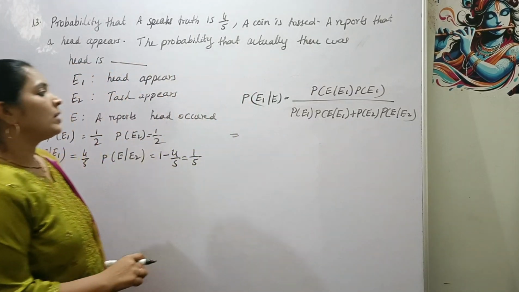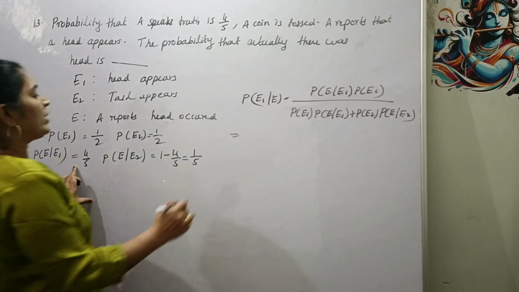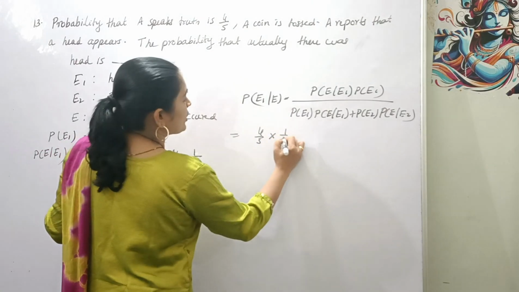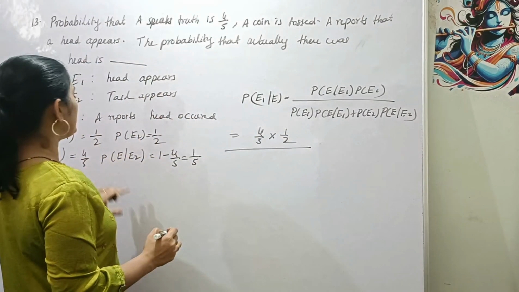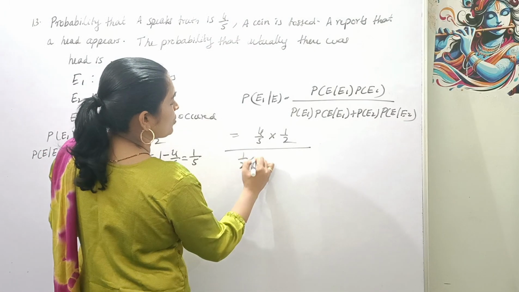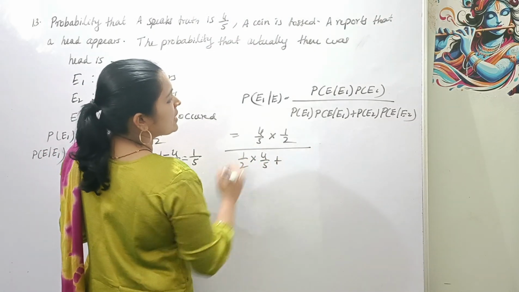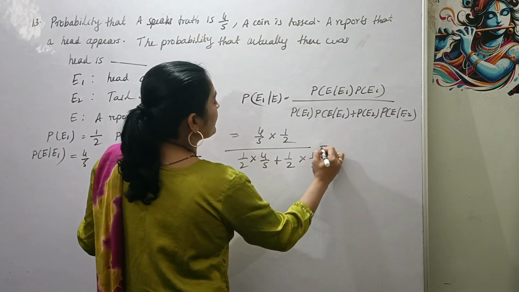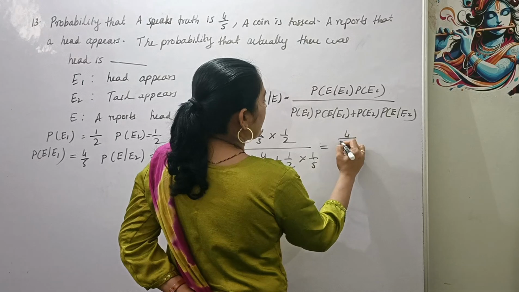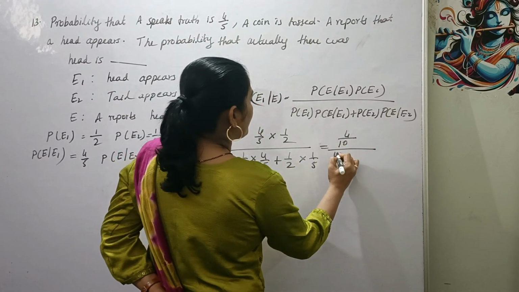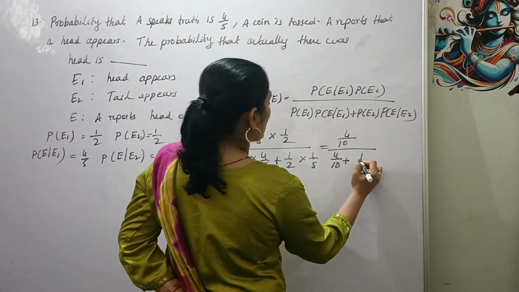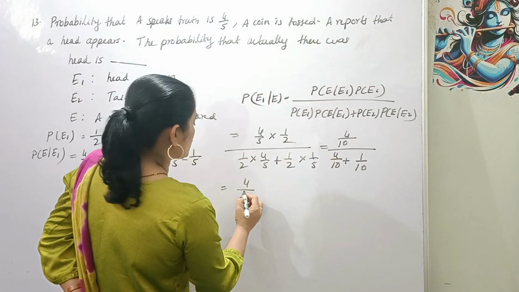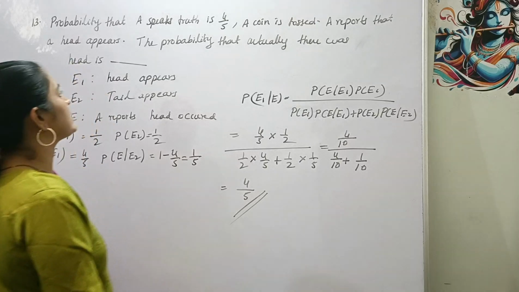That is equal to probability of E given E1, 4 by 5, into probability of E1, 1 by 2, divided by probability of E1, 1 by 2, into 4 by 5, plus probability of E2, 1 by 2, into 1 by 5. That is equal to 4 by 10 divided by 4 by 10 plus 1 by 10. 10 is cancelled. 4 divided by 4 plus 1, 5. So 4 by 5 is the answer.